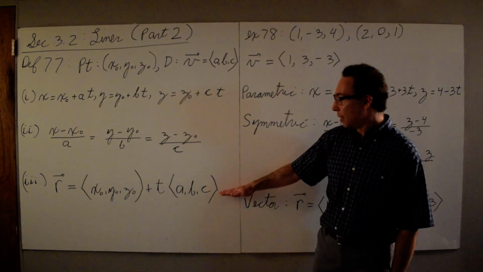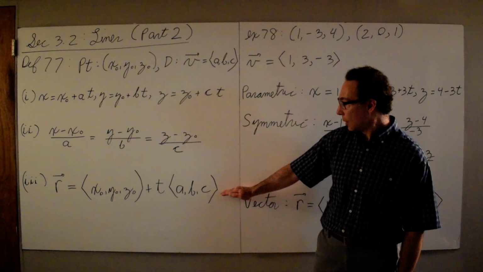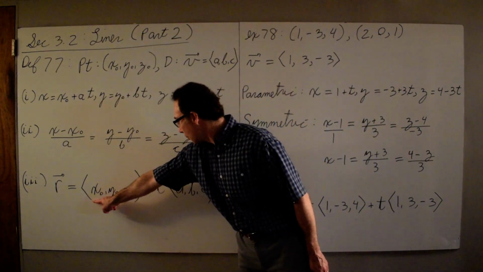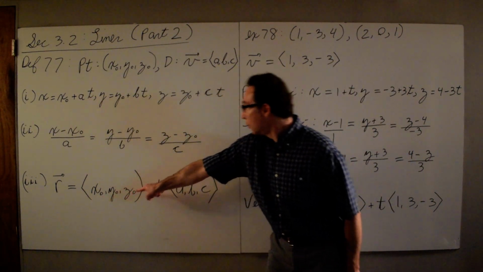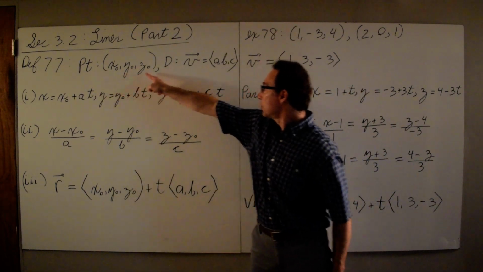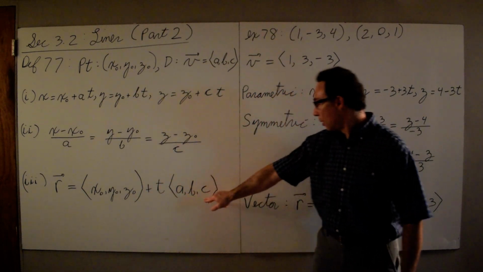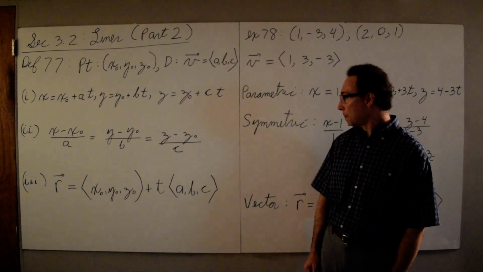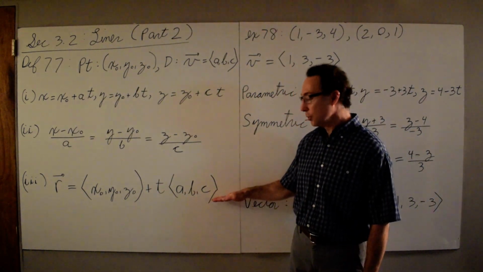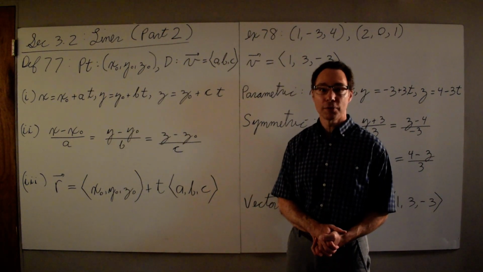And then we have the vector equation. Again, we take as a vector the vector whose components are the same as the coordinates of the point, plus t as our scalar multiple of the direction vector. And again, this is just a three-dimensional version of what we did in the last video.